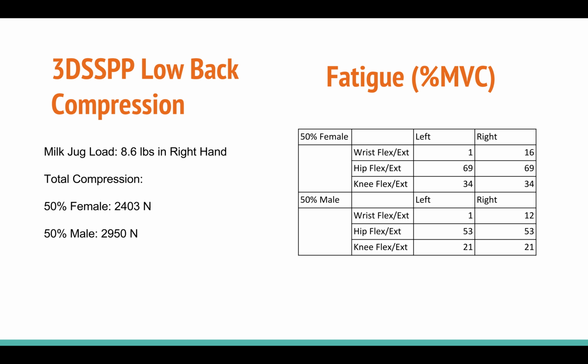The milk jug is roughly 8.6 pounds and is being held in the right hand, and the total compression for the 50th percentile female is 2,403 newtons, and the 50th percentile male is 2,950 newtons. On the right, you can see a fatigue analysis on the percent of MBC. We did the right wrist, the left wrist, the hips, and the knees, and as you can see, the right wrist has higher fatigue because of holding the milk jug.